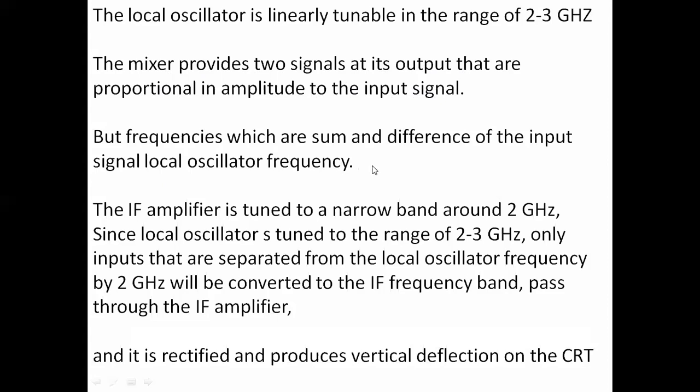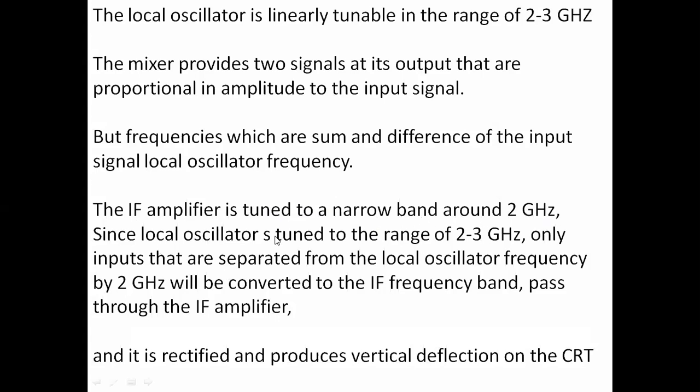What we saw in the previous lecture is the mixer, not mixture. It is mixer. The mixer circuit produces the difference and summation of the two input signals which are applied to the mixer. Based upon that, we get the two output signals, and from that the intermediate frequency is applied to the intermediate frequency amplifier. The intermediate frequency amplifier is tuned to a narrow band around 2 gigahertz.